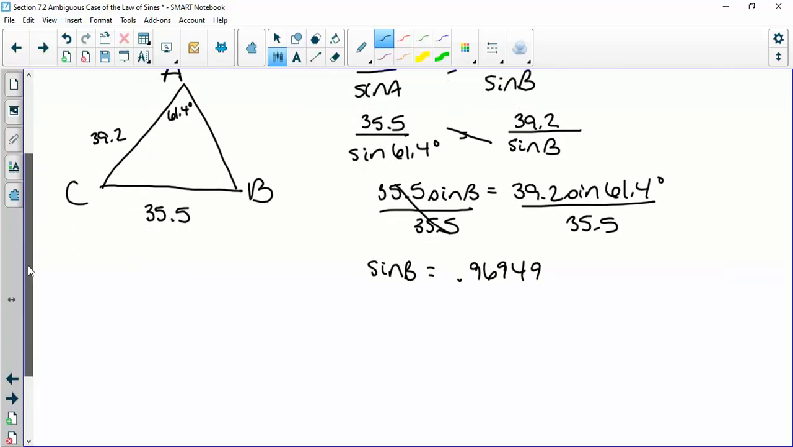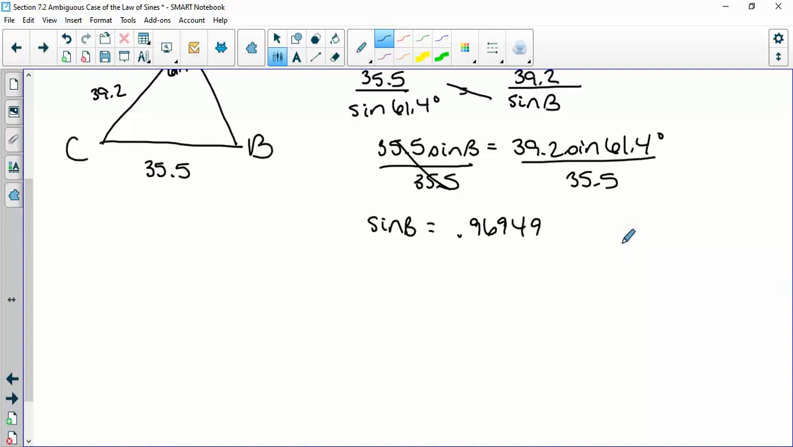Yes. Now, I told you sometimes you might get two answers. Here's why. When is sine positive? Quadrants 1 and 2. Alright, reference angle. So that's when you do sine inverse. You get 75.8 degrees. So we have to look at two separate triangles.